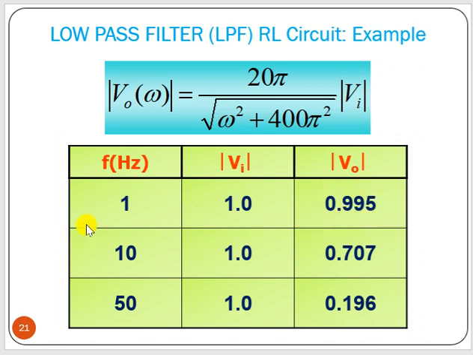That means it passes the 1 hertz frequency. Now when it becomes 10, it is 0.707. That is 70.7% of the maximum value. That means that is the cutoff frequency. At 50, it is blocking the 50 hertz frequency, very small. That means this filter is passing 1 to 10 hertz and blocking above 10 hertz.